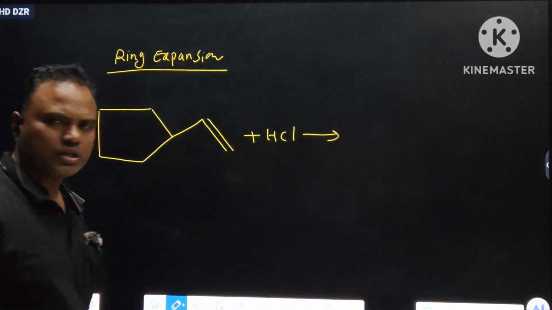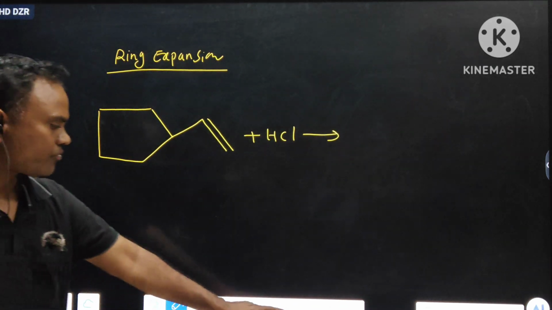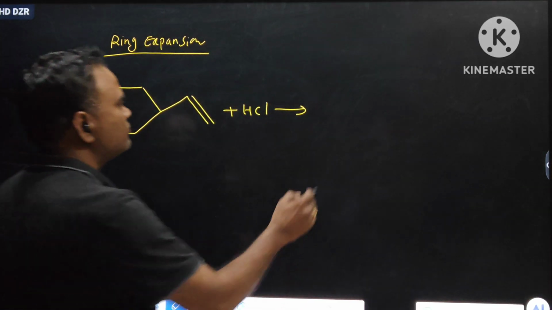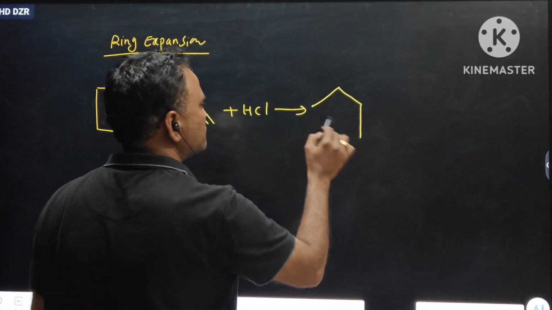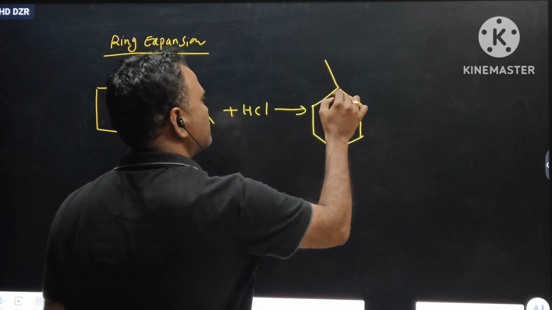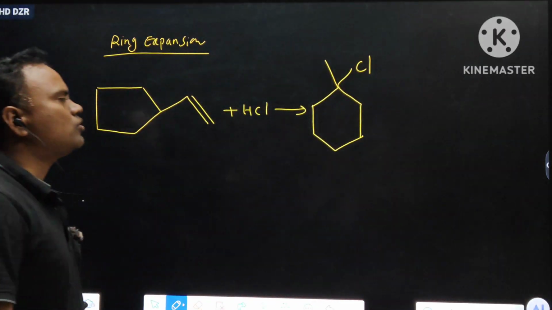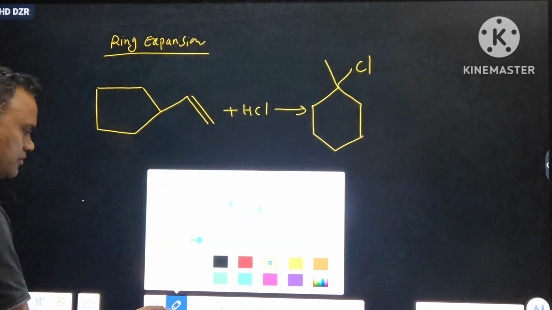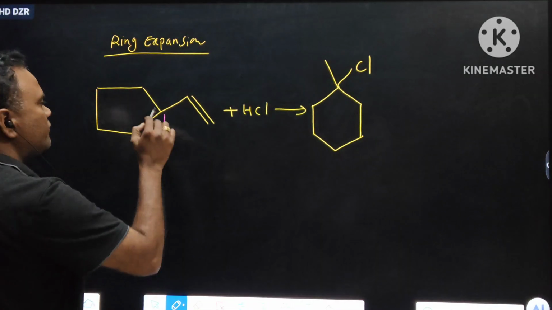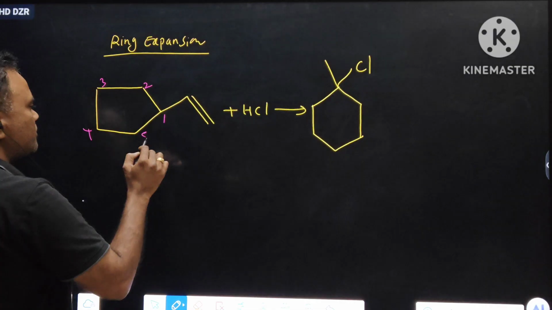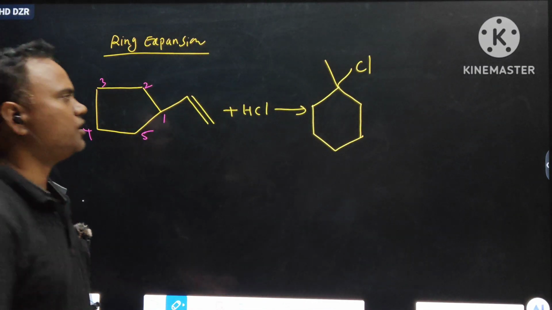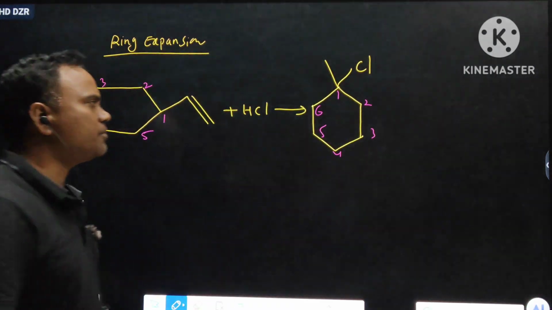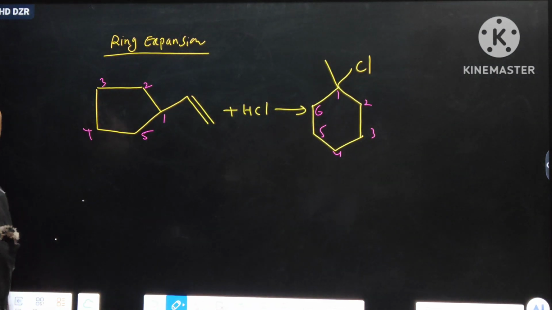We are preparing alkyl halides from alkenes. The product is 1-chloro-1-methyl cyclohexane. Observe the ring size. Ring: 1, 2, 3, 4, 5 carbons. This is a 5-member ring. Here 1, 2, 3, 4, 5, 6, a 6-member ring. A 5-member ring has converted to a 6-member ring.